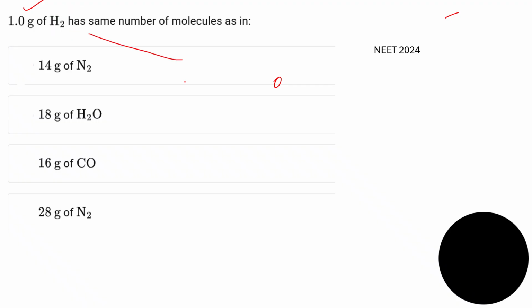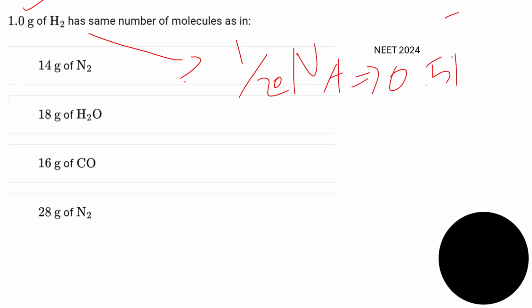For the question, the number of moles is nothing but 1 by 2 Avogadro number, or else 0.5 Na. This is the number of molecules in the question. Likewise, we are going to solve for the four options given.